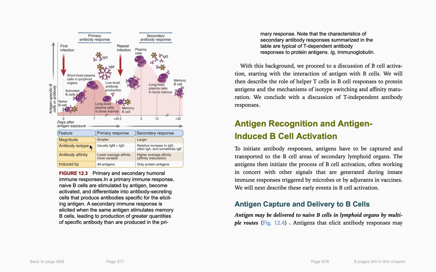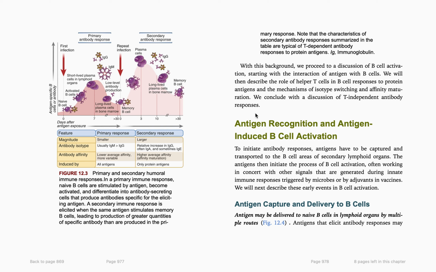So features: the magnitude of the primary response is small, but for the secondary it is high or larger. Antibody isotypes: usually IgM greater than IgG in the primary, but the secondary has increased IgG and others, often IgA and isotypes of IgE. Antibody affinity is low in the primary. In the secondary, average affinity is more variable and here is very high, with affinity maturation induced mainly by protein antigens that have been previously encountered.